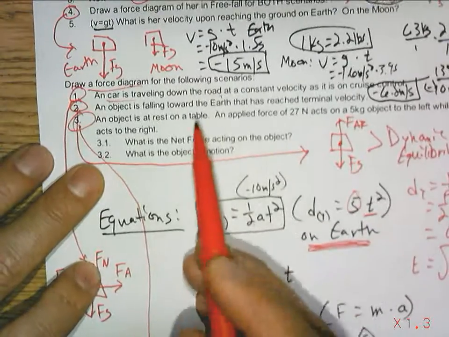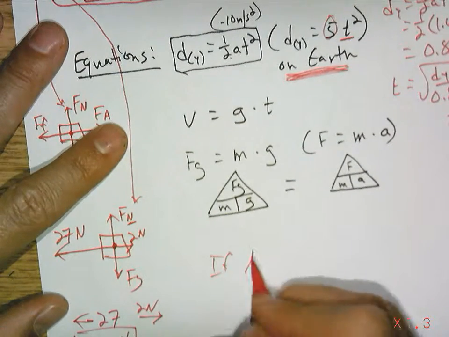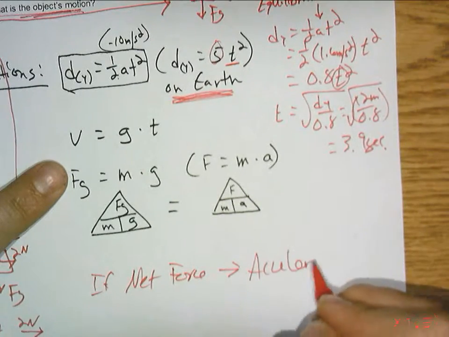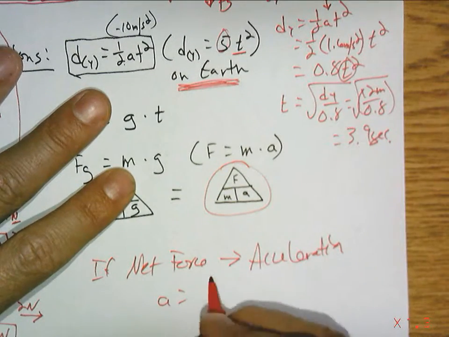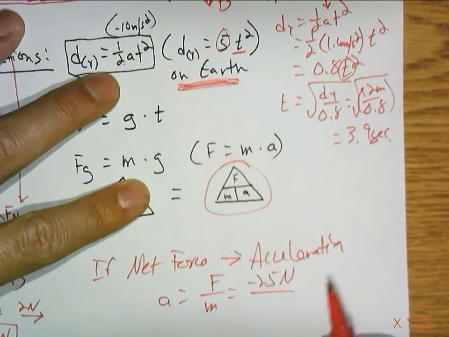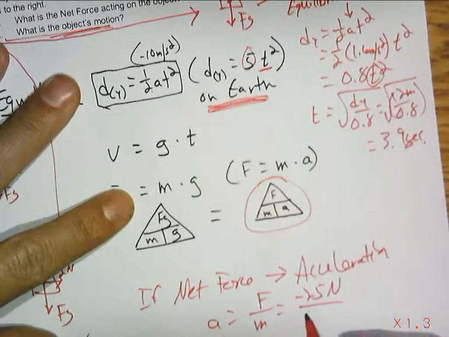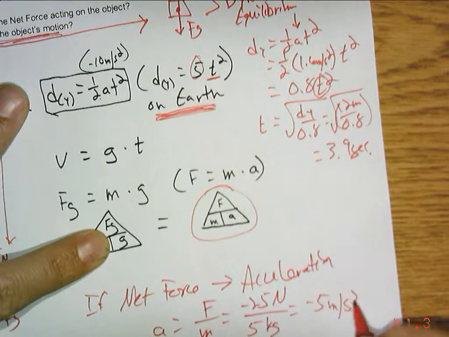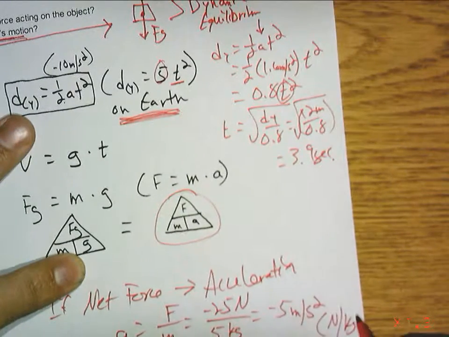And then 3.2 says, what is the object's motion? Well, if there's a net force, it must be accelerating. Here I can solve using my equation: a equals F divided by m, negative 25 newtons. Its mass, it tells me, was a 5 kilogram object. Negative 25 newtons divided by 5 kilograms tells me it's accelerating to the left at 5 meters per second squared. Remember, this could also be written as newtons per kilogram.